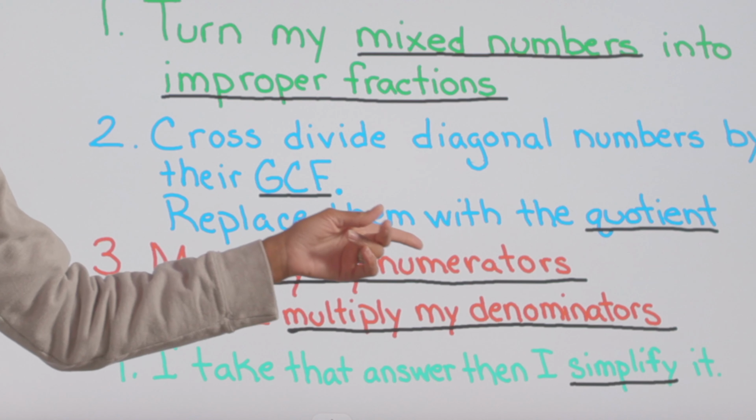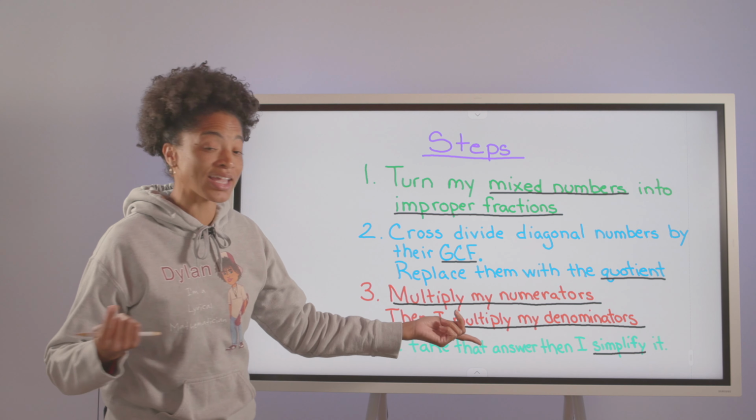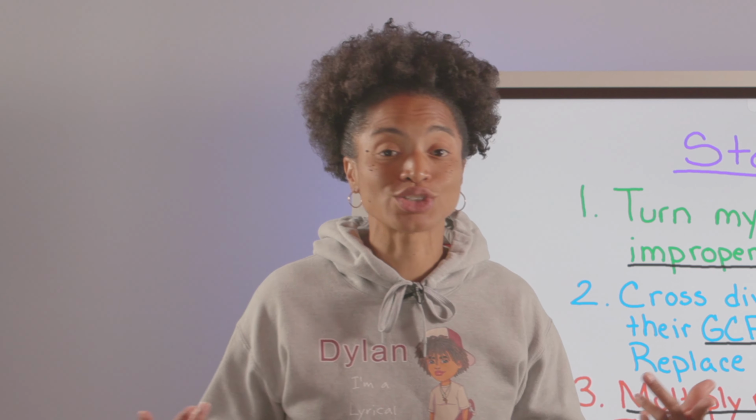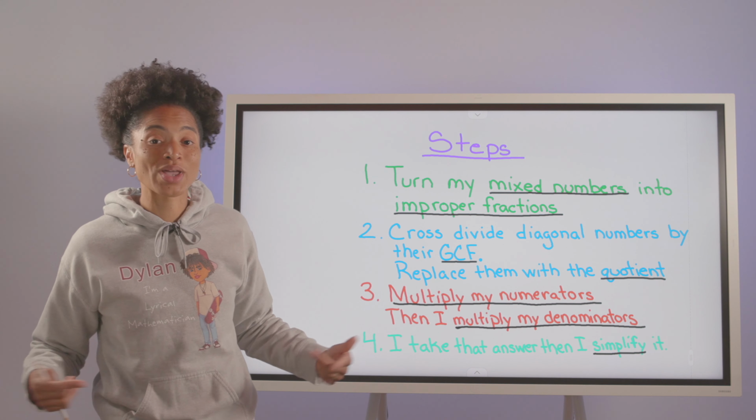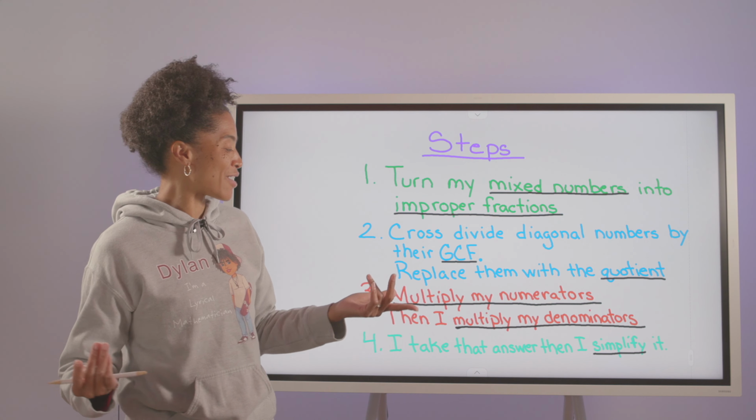Multiply my numerators, then I multiply my denominators. I take that answer, then I simplify it. Did it so fast that I don't know where the time went. Last step, check that my answer is accurate. Call this like work when I'm multiplying fractions.